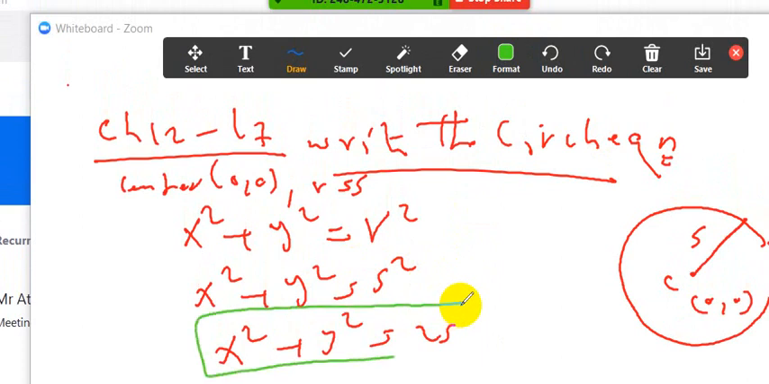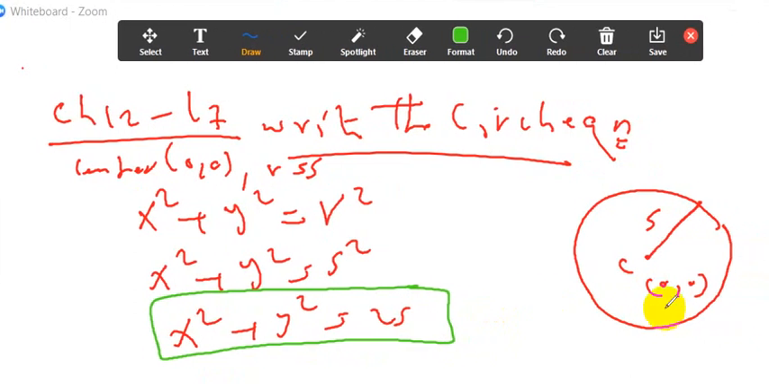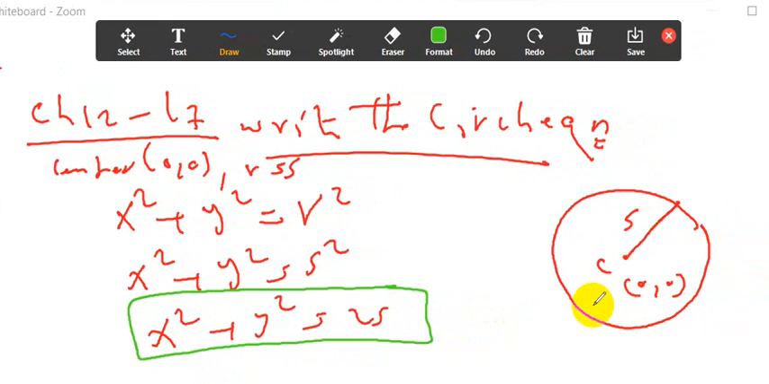This is the first example to write a circle equation with the center at the origin, which is 0, 0, and the radius equal to 5.